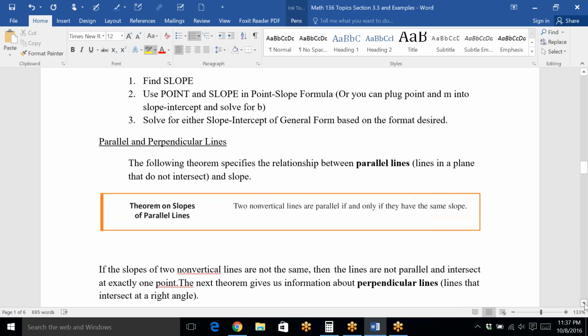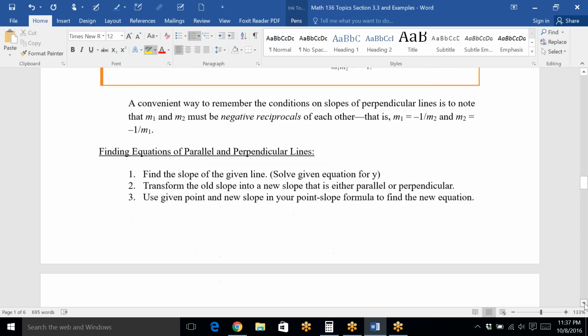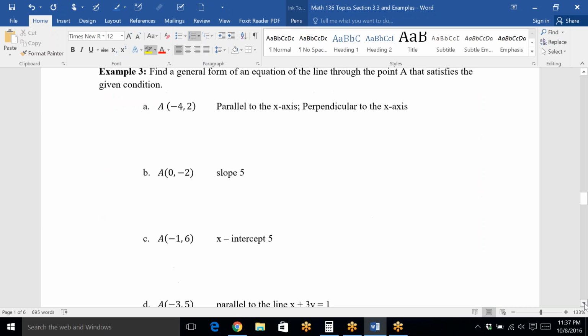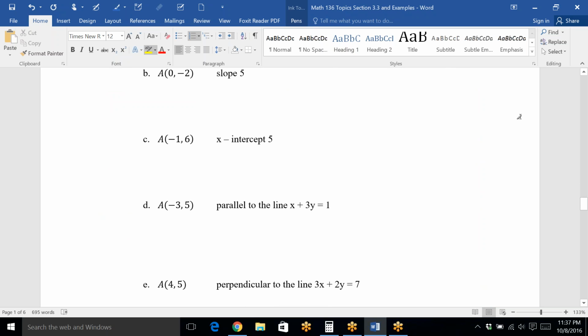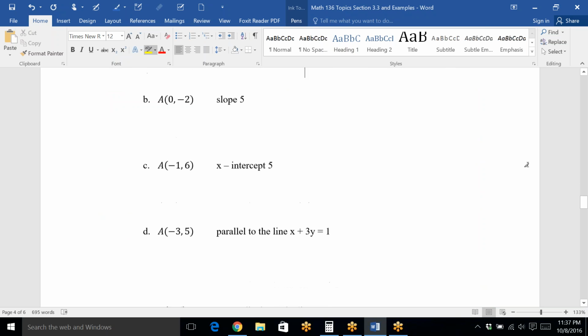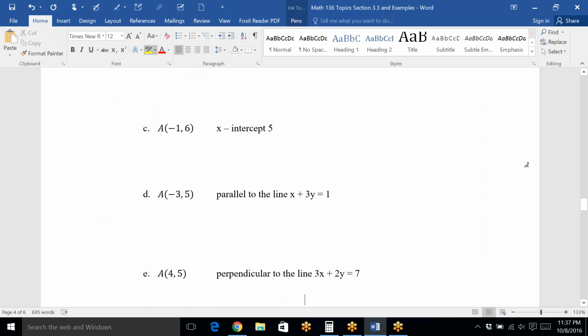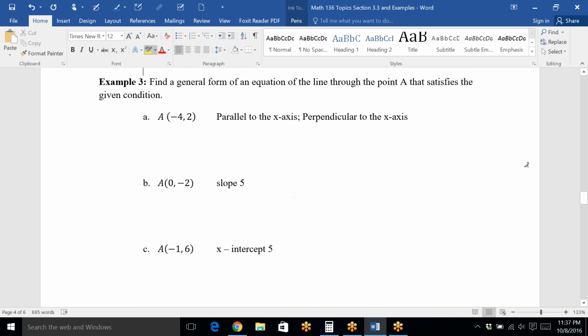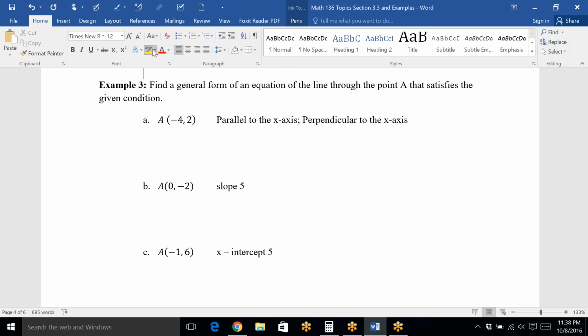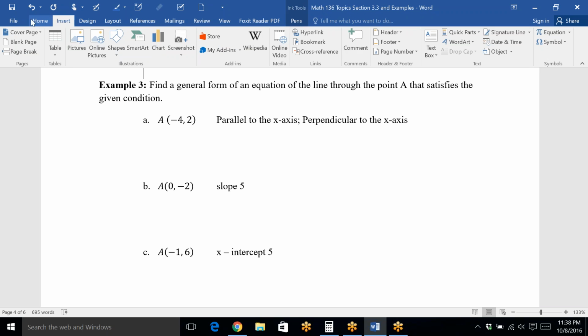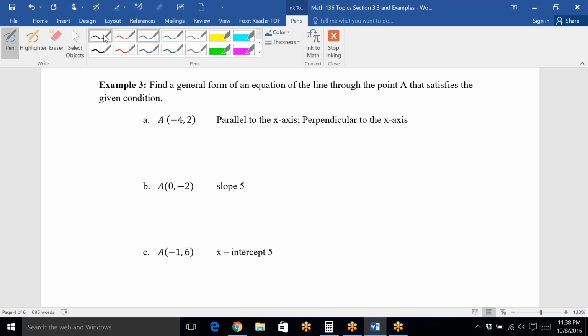Okay, we'll talk about parallel and perpendicular in class on Monday, specifically how to do those. I'm going to do just A, B, and C. I'll do those right now, and then that'll give us a good place to start in class on Monday. So for this first one, let me get back to my pens.